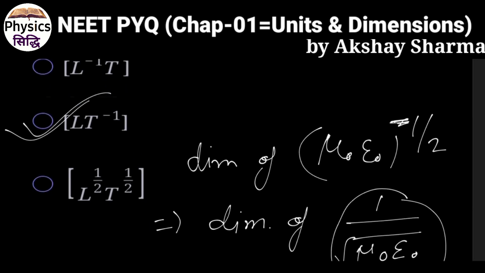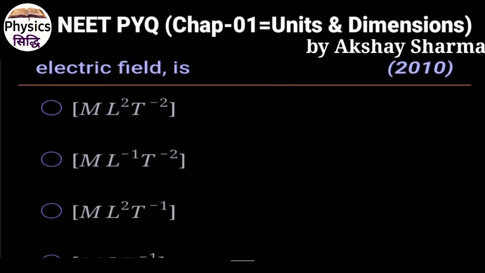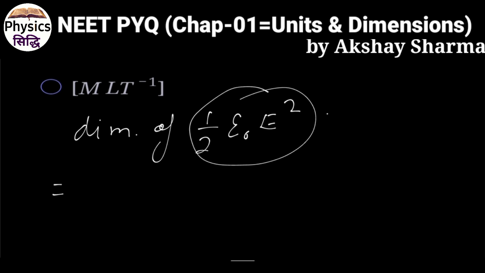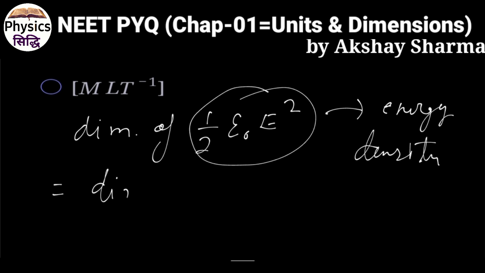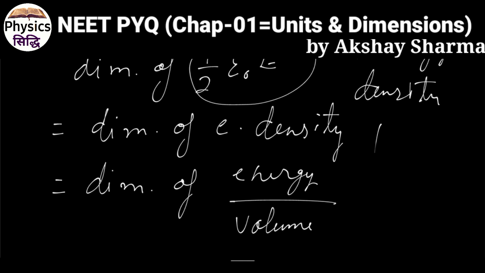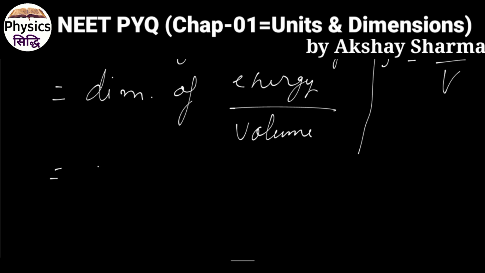Now the next question is the dimension of 1 by 2 epsilon naught E square. So you have to remember the dimension of 1 by 2 epsilon naught E square. There are two ways to approach this question. First, you have to remember that this quantity is actually nothing but energy density. So the dimension of energy density is nothing but the dimension of energy divided by volume. Remember that density is nothing but mass upon volume. So in our case, the density is energy density, so energy upon volume.